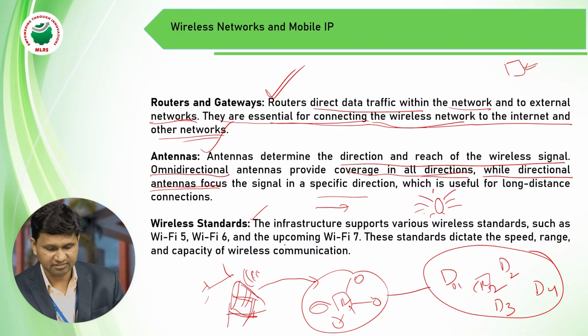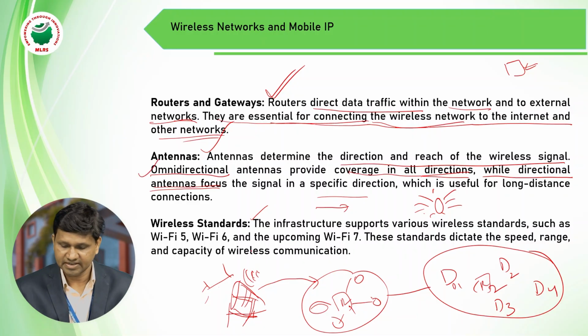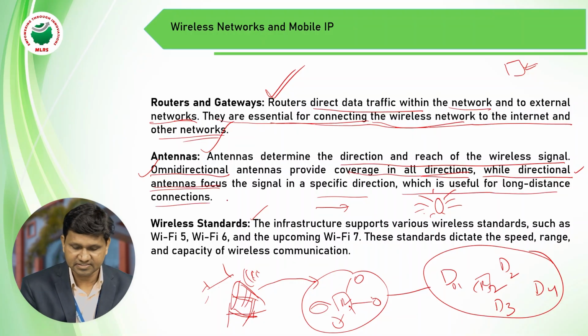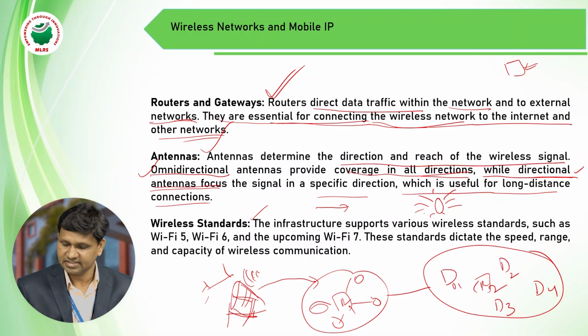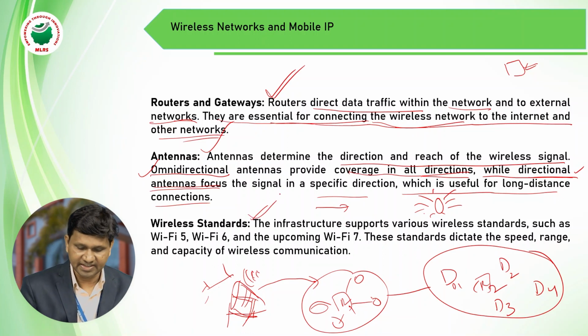Based on the user requirement, we have to choose omnidirectional or directional antennas. Directional antennas are useful for long distance connections. If it is a long distance, we can use directional signals. For that purpose, antennas will be used. Next, wireless standards.